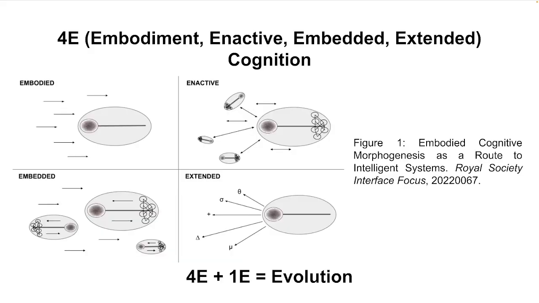We can also turn to 4E, or embodiment, enactive, embedded, and extended cognition, and we can characterize developing systems in this way. So we can look at the intersection between cognition and developmental morphogenesis. We can also add another E, which is evolution. And if you want to know more about that, we have a publication in Royal Society Interface Focus.